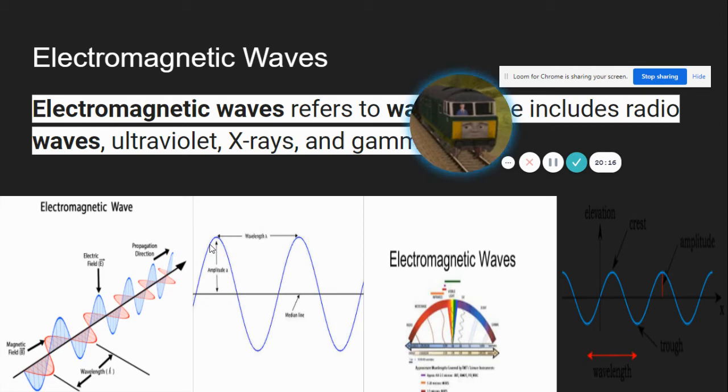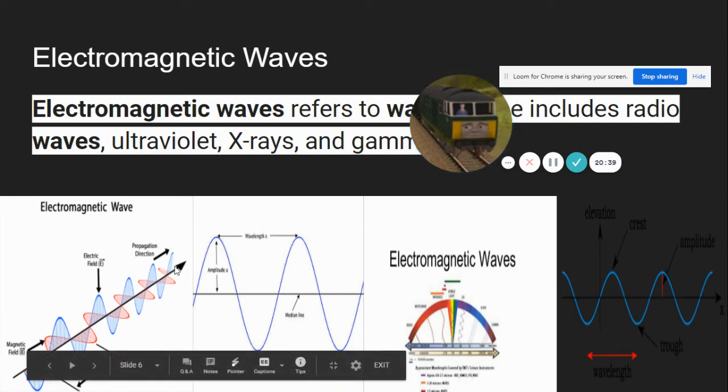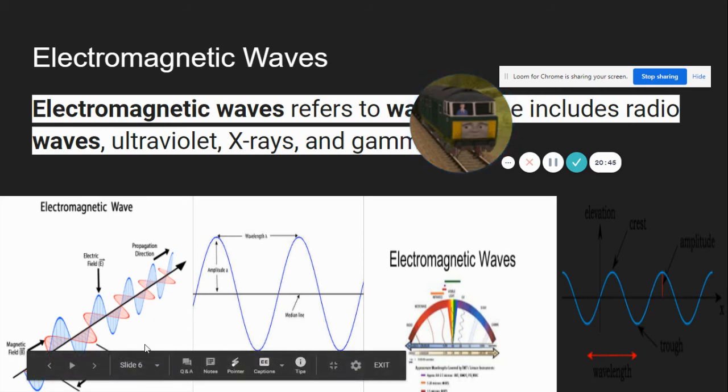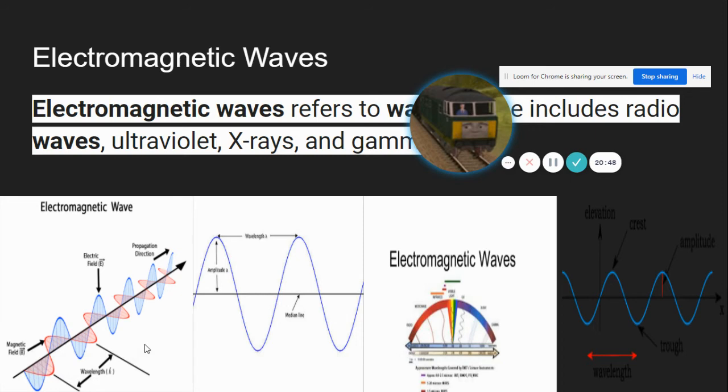This is the electric field E, which is the blue one. The magnetic field B is represented by the red one. And the propagation direction is pointed in a different direction. The wavelength is actually the black lines. So this is what the wave looks like in general. Again, if you guys have any questions about electromagnetic waves, just let me know.